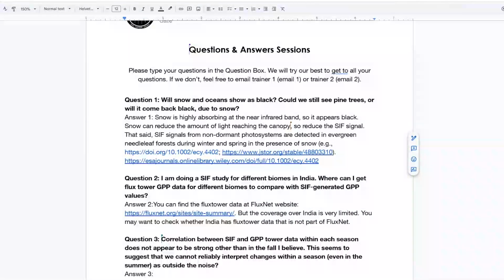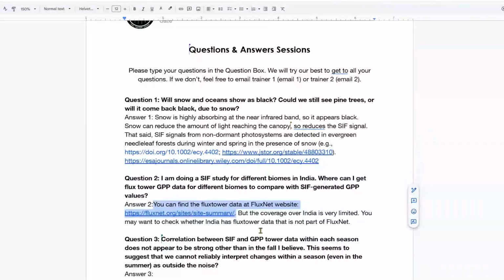So her response is that snow is highly absorbing at the near infrared band. So it does appear black, and snow can reduce the amount of light reaching the canopy, and as a result, reduce the SIF signal. That said, SIF signals from non-dormant photosystems are detected in evergreen needle-leaf forests during winter and spring in the presence of snow. And she has included here a reference article if you would like to dig deeper into this.